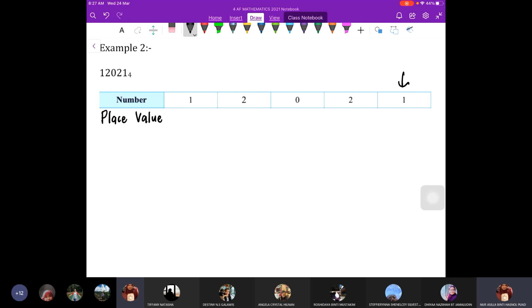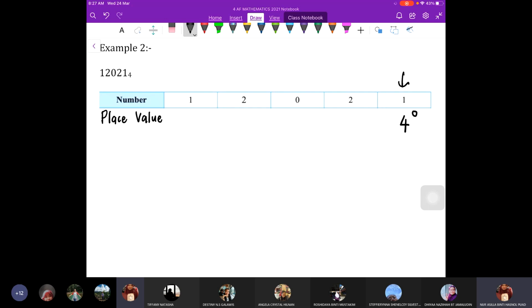Roshidaya. Ada Roshidaya? Ada, Miss. Okay. Apa dia punya place value? 4 to the power 0. Okay, good. So this will be 4 to the power of 0.